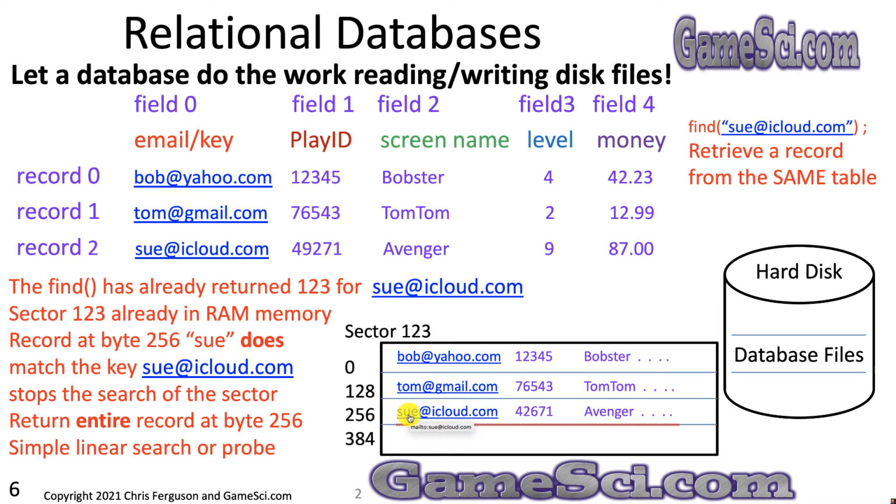That's the data we're looking for. We found a match. This will stop the search of the disk sector and return the record the user is requesting. Return the entire record at byte 256. Each of these records take 128 bytes. Return all of these bytes to the user. And this is called a simple linear search or probe, and it's what the database does underneath the covers for you.